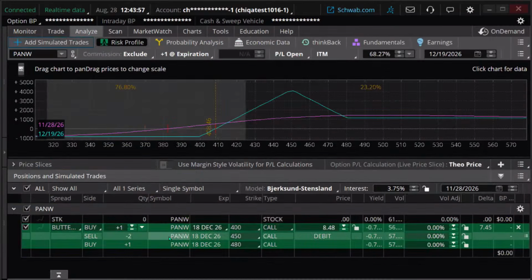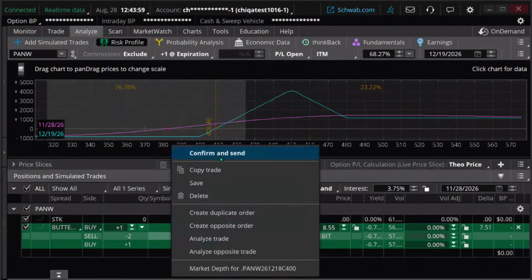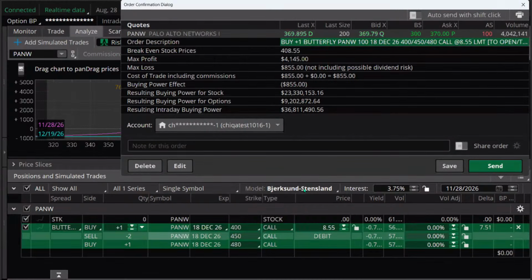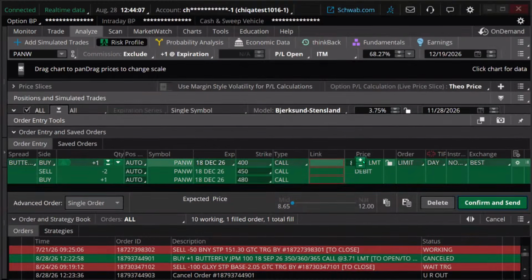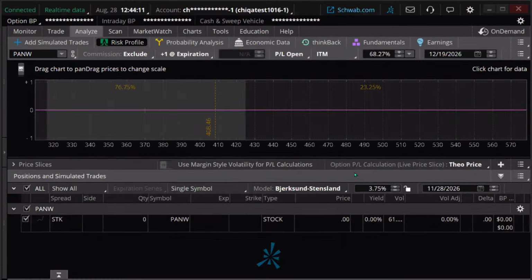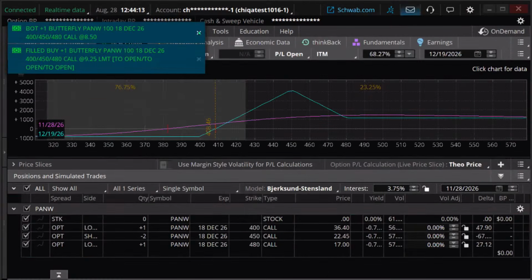We'll throw it in. When you right click, I'm just going to confirm and send this. And I'm running out of time here, but I'm going to see if I can get this to fill by moving this over just a little bit, confirm and send, and I'm going to send that order there. Okay, so there we go.